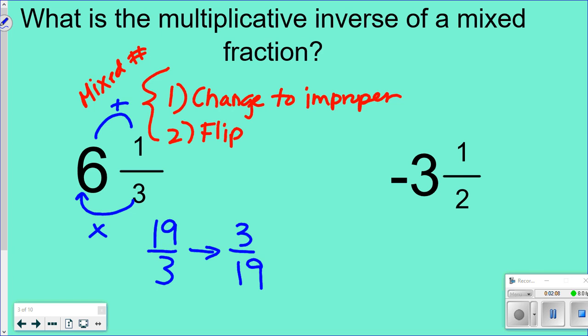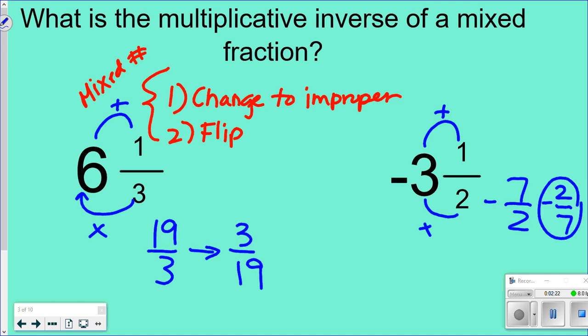Now the same thing over here, even though it's a negative number, we're just going to forget about the negative. We're going to do 3 times 2 plus 1. So 6 plus 1 would be 7 over 2, negative 7 over 2. Now if I wanted to find the reciprocal, it would be negative 2 over 7. That would be the multiplicative inverse.